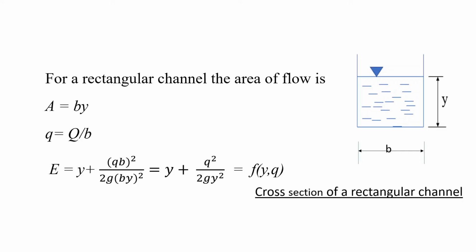For a rectangular channel, the area of flow A will be equal to B Y, and small q, which is discharge per unit width, will be equal to Q/B. Now E will be equal to Y + Q²/(2g (BY)²). So when we solve, we get Y + q²/(2g Y²), which will be a function of Y and small q.